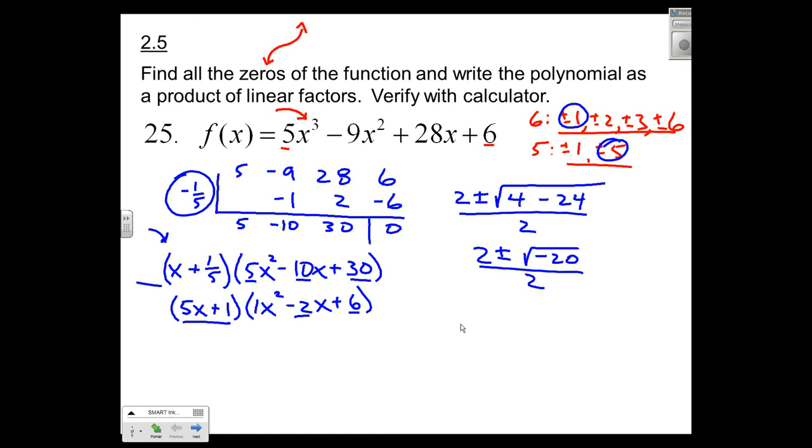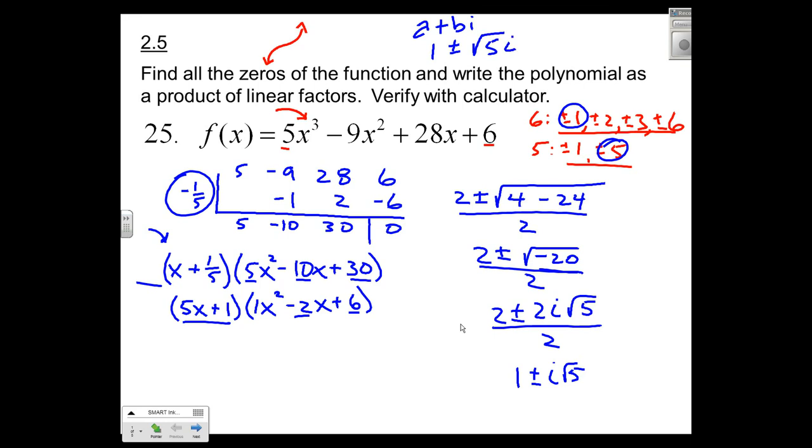Okay, but we're allowed to be in imagination land now, so we can pull the i out of negative 20, the square root of negative 1. This becomes 2 plus or minus, I'm going to get an i. The square root of 20 can be broken down into square root of 4, 2, times square root of 5. That reduces to 1 plus or minus, divide the top and bottom by 2, 1 plus or minus i root 5. The standard form is a plus bi. So you're going to see this often written as 1 plus or minus square root of 5 i.